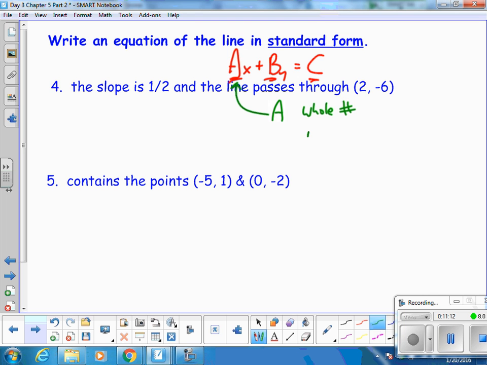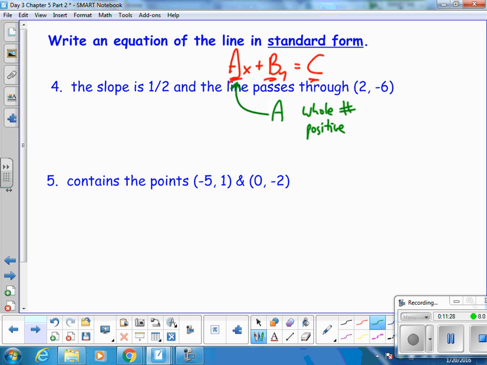And because it's a whole number, it needs to be positive. So very often your a ends up being a fraction, or it ends up being a negative number. Then you have to do something to the entire equation to change a, so that it indeed is a whole number, which is a positive number.